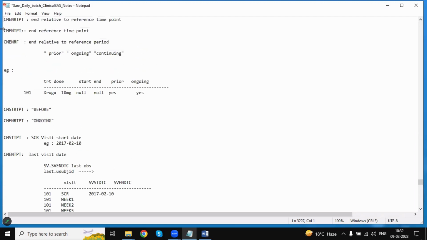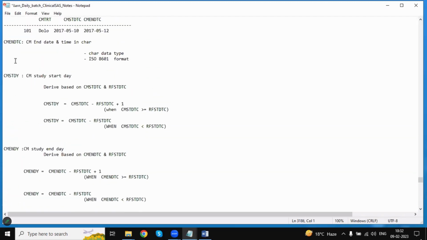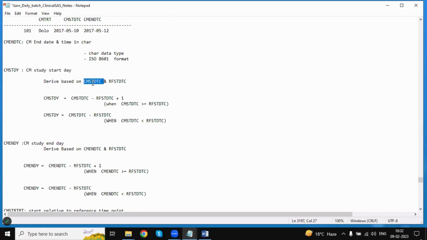Same formula, right? CMSTDY is going to be derived based on CMSTDTC and RFSTDTC. When CMSTDTC is greater than or equal to RFSTDTC, it is CMSTDTC minus RFSTDTC plus 1. If it is less than, just do CMSTDTC minus RFSTDTC. Similarly, CMENDY is derived based on CMENDTC and RFSTDTC. If CMENDTC is greater than or equal to RFSTDTC, then CMENDTC minus RFSTDTC plus 1. If it is less than, just do the minus. These two are standard formulas.